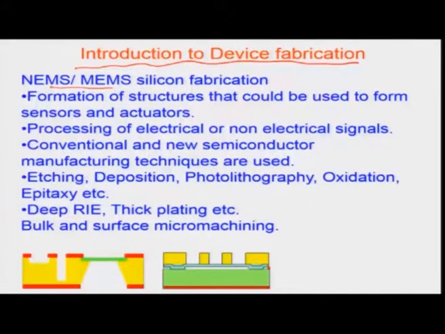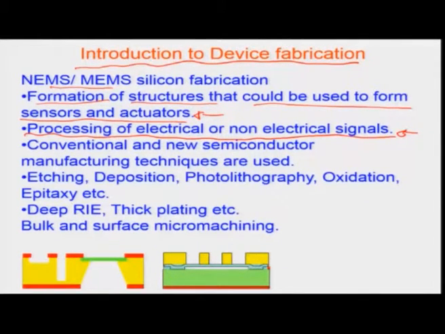So, MEMS and NEMS are typically fabricated by formation of structures that could be used to form sensors and actuators at that scale, micro and nano scales. Also when we talk about MEMS and NEMS, we mean the processing of electrical or non-electrical signals, non-electrical for example mass based or thermal means, which is not driven by any electron flow as such. When we talk about MEMS NEMS silicon fabrication, we generally use conventional and new semiconductor manufacturing techniques. Some of them may be etching, deposition, photolithography, oxidation, epitaxy, and I am going to do some of these techniques with you, so you understand how these techniques are done.